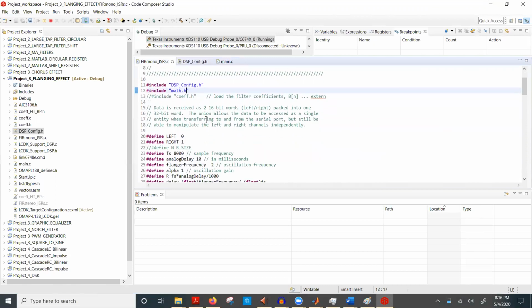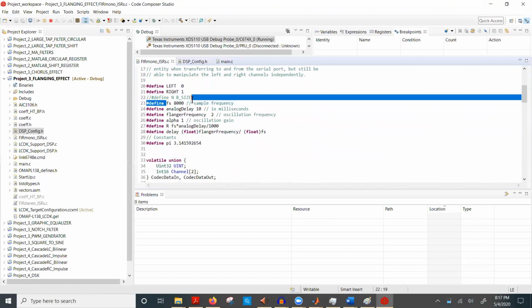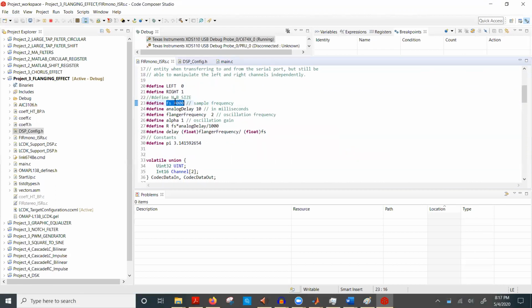So I removed the coefficients because we're not using those. So here's where things get different. Sampling frequency. I set the sampling frequency to 8,000, so I set 8,000 here. So the analog delay, just like in the WinDSK, starts in the analog delay in milliseconds. If you remember how the WinDSK application worked, the longer the delay, the wider the whining effect sounds, if that makes sense.